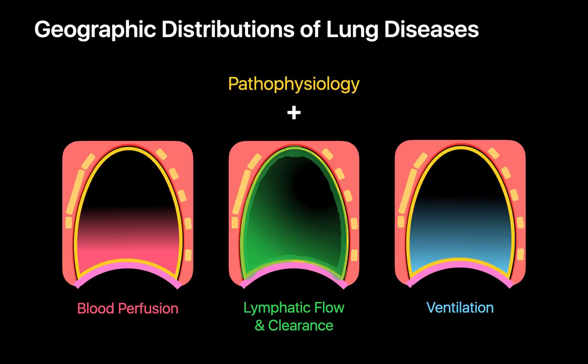Armed with a basic understanding of pathophysiology and where the three major utility systems of the lung work best, you'll now have a much better shot at remembering or making educated guesses about the geographic distributions of many lung diseases you'll encounter.